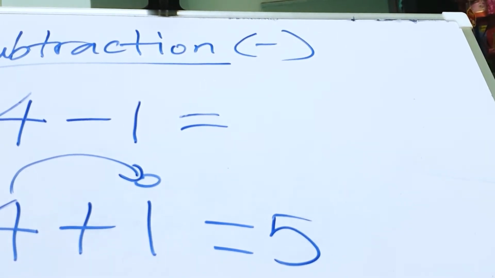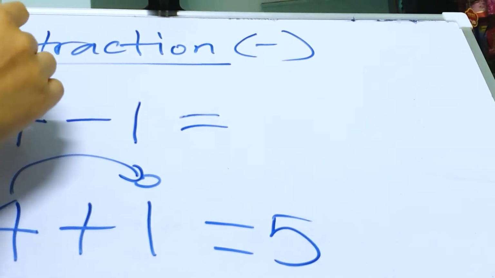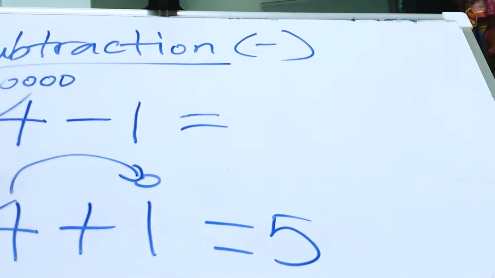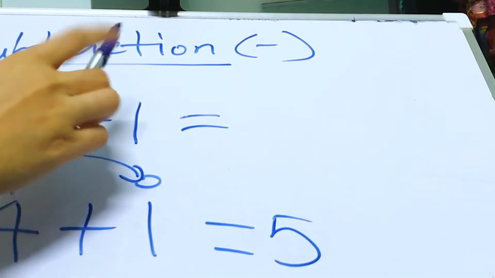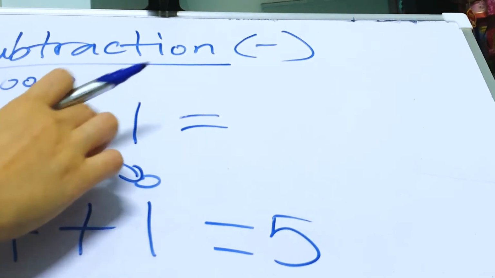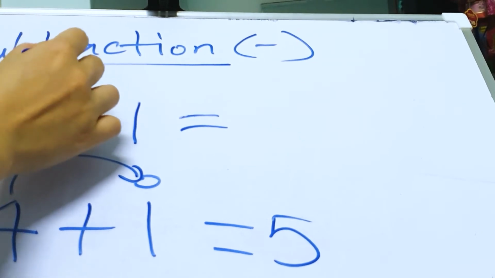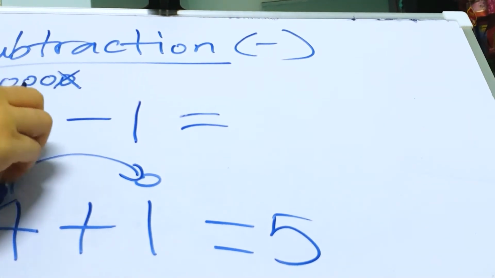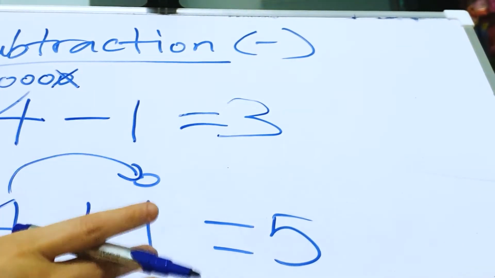Now we are doing minus first. For minus, always use the bigger number. So 1, 2, 3, 4. I have 4 balls. Minus 1. I want to give it to one friend. So 1 ball, so I cancel 1 ball. How many are left? 1, 2, 3. So I have 3. It's totally different between minus and plus.